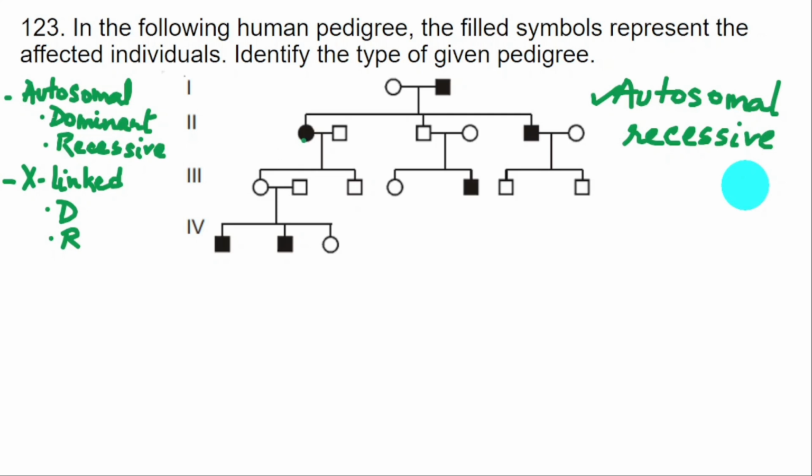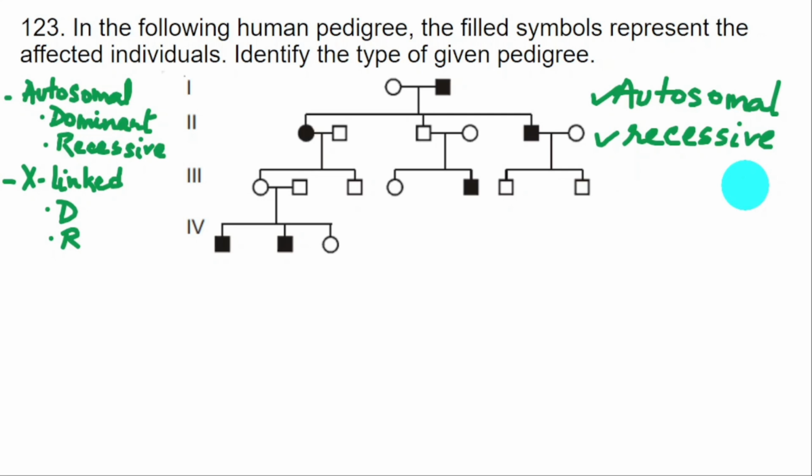If we consider this inheritance, so she was affected, but none of her children are affected, but the grandchildren are affected. So it is hidden here because of the recessive nature of the allele. So the final confirmed answer is this pedigree is autosomal recessive inheritance pedigree.